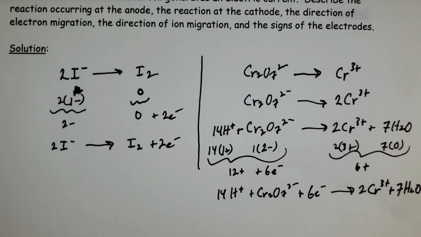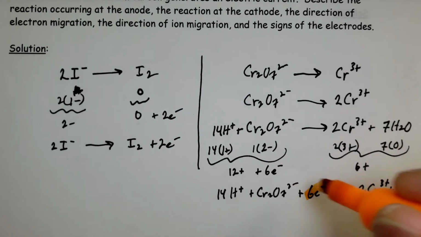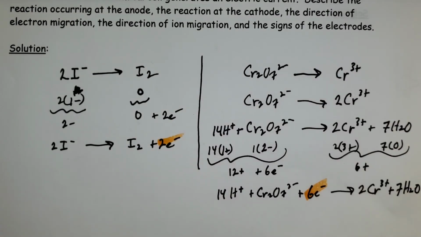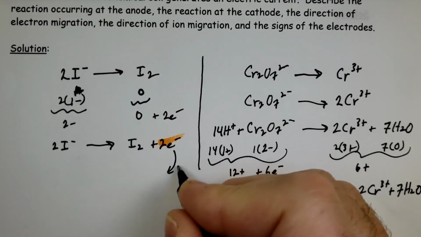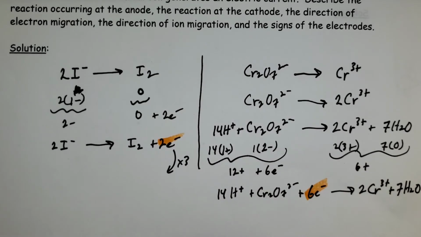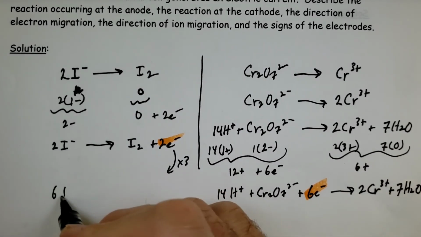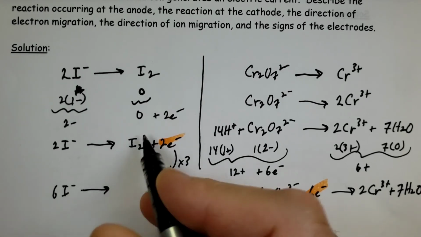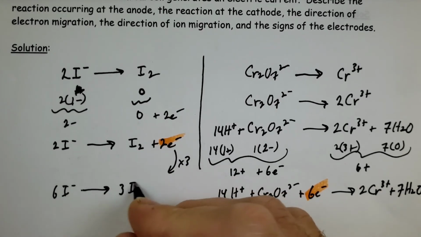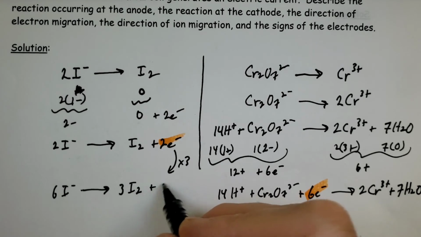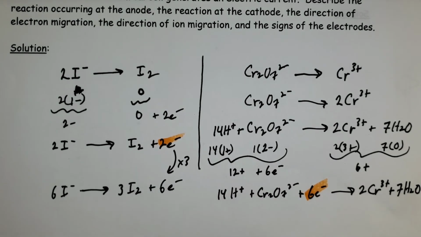Okay, so if we take a look at what happened here, we have 6 electrons, 2 electrons. So what I can do over here to make this equal is to multiply everything by 3. So 2 times 3 is 6. 1 times 3 is 3. 2 times 3 is 6. So then I have everything that I need.